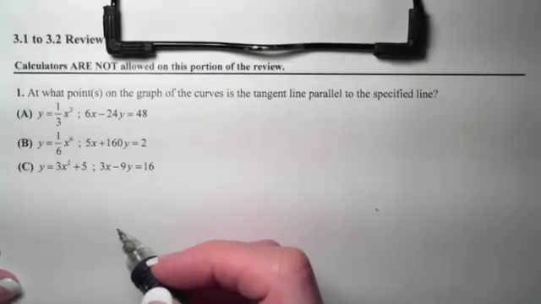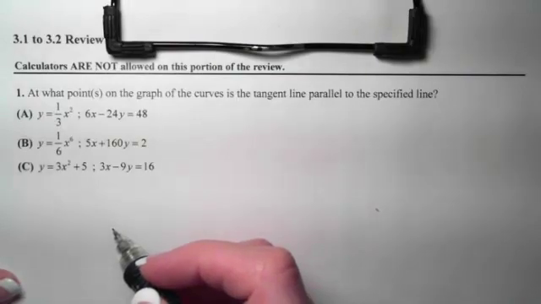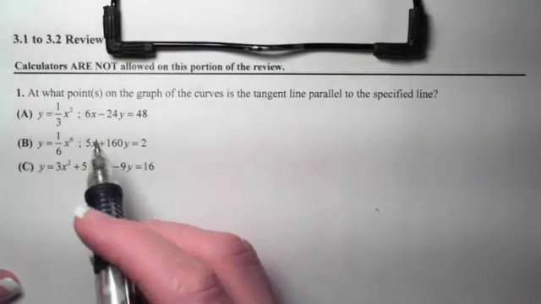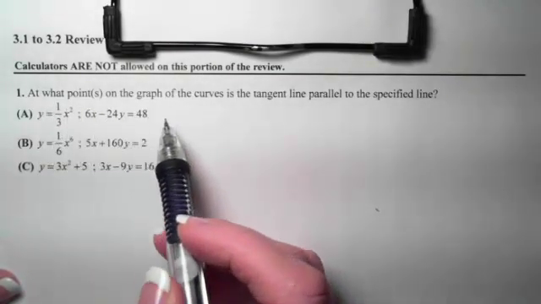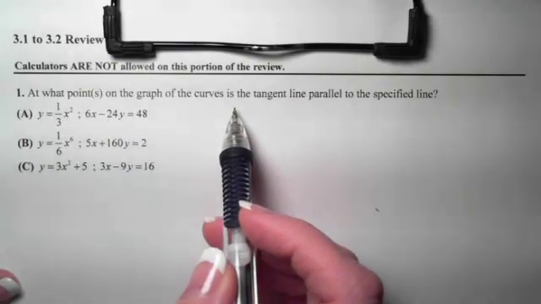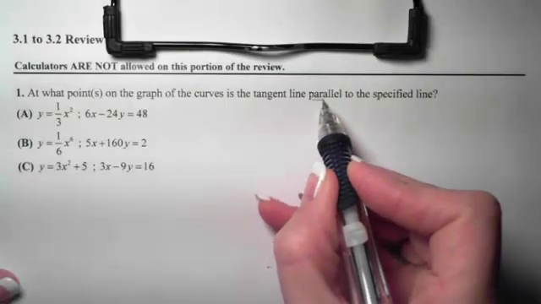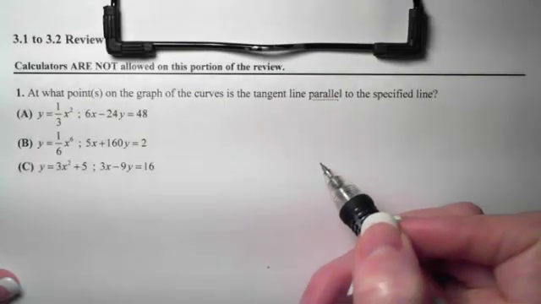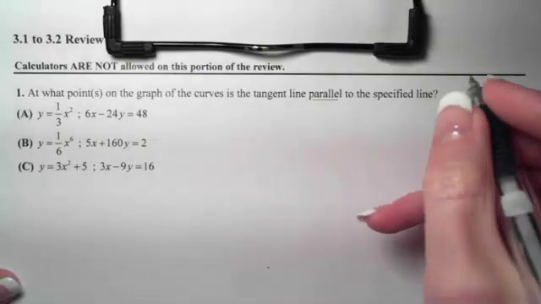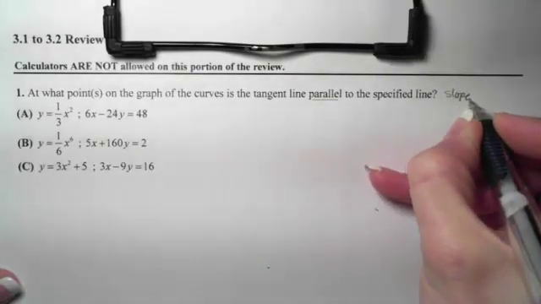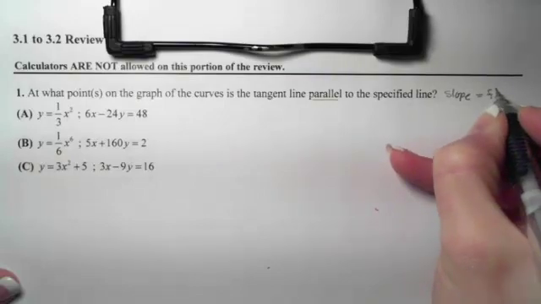This is a 3-1 to 3-2 review. Calculators are not allowed. Number 1. The question says, at what point on the graph of the curves is the tangent line parallel to the specified line? So we have to remember from our past courses that the word parallel means the same slope. And let's remember that in this class, slope is the same as the derivative.